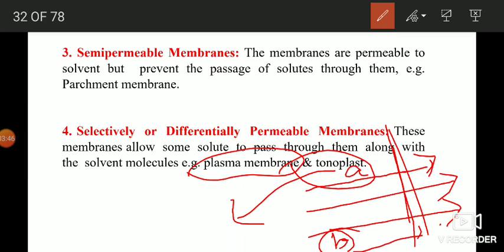So this is all about membrane permeability. I hope you all understand this.